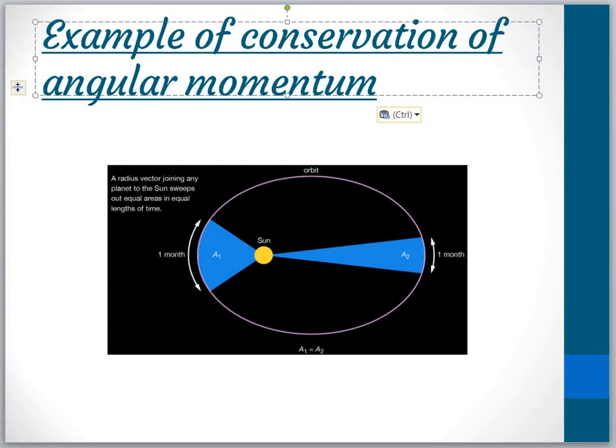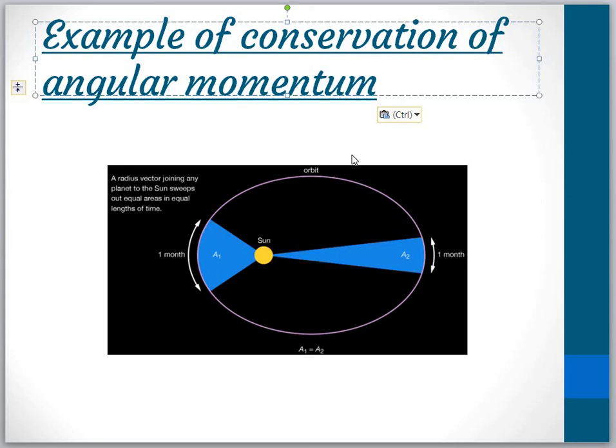Another example of conservation of angular momentum is the motion of the Earth or a planet under the action of the sun. When the planet is revolving around the sun, its angular momentum should be conserved because gravitational force is a central force. So angular momentum conserved means its areal velocity is always a constant. We already proved that when angular momentum is conserved, its areal velocity is a constant. So this is the area traced by the planet.